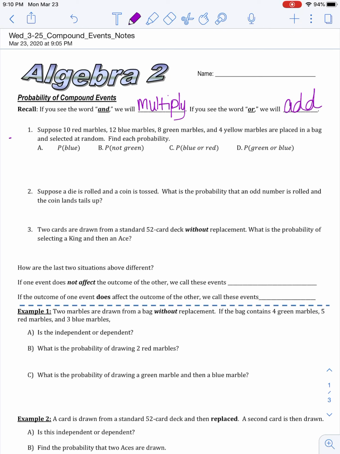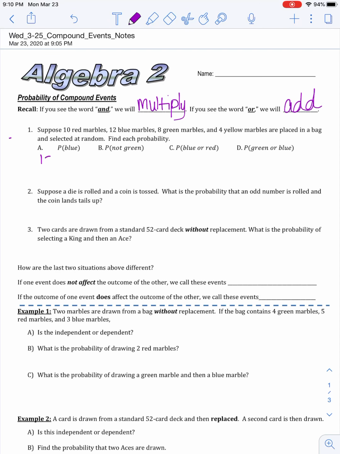Suppose 10 red marbles, 12 blue marbles, 8 green marbles, and 4 yellow marbles are placed in a bag and selected at random. Find each probability. So here we aren't using and at all. We'll get to that in the next two problems. We just have the probability of a blue marble.